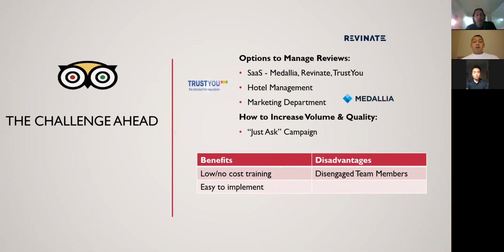How to increase volume and quality. We've come up with a campaign that we'd like to call the Just Ask campaign. In this campaign, management would train all front desk teams in asking all guests, "How was your stay?" at checkout. If the guest response is positive, we thank them for their business and we hand them a business card with a QR code for TripAdvisor. We ask the guest to provide us with feedback about their stay. If the guest response is negative, we suggest taking corrective action before the guest leaves and then proceeding to ask them for the feedback in the same manner.